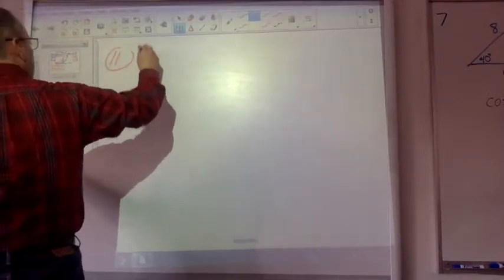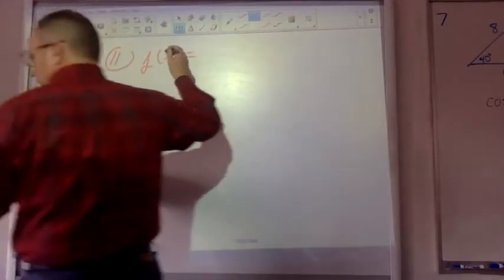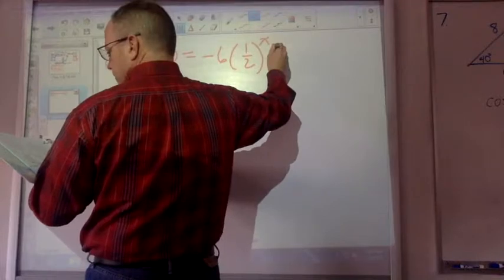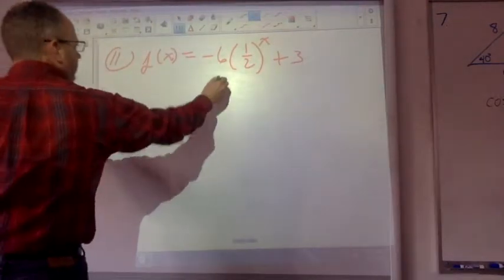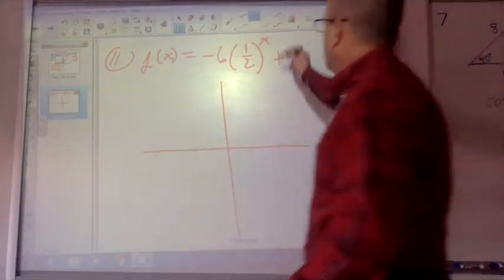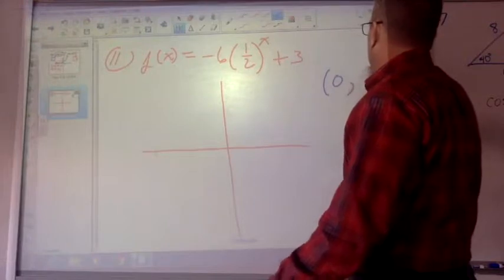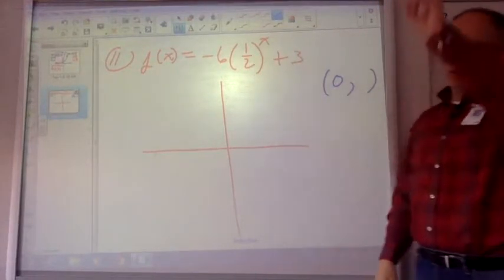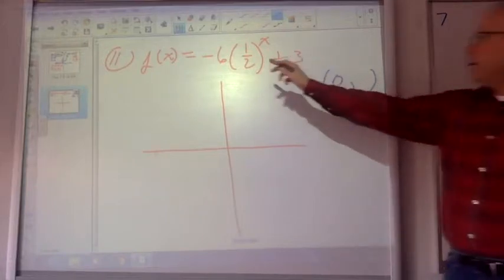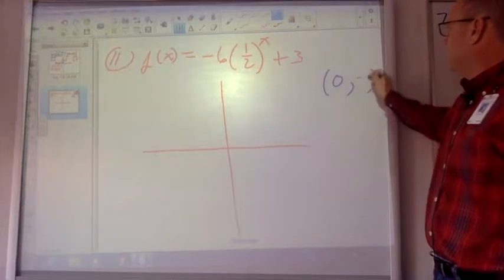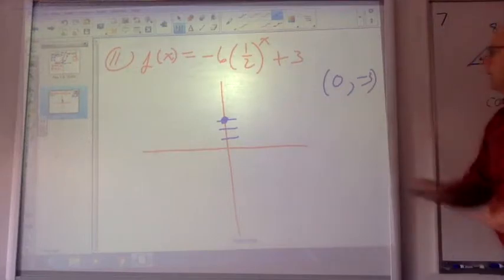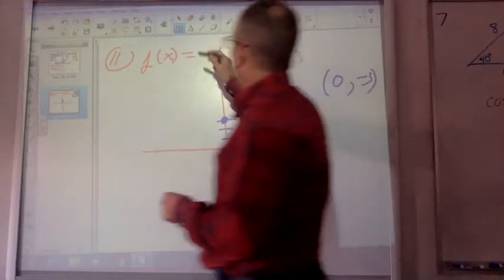Number 11, we have this. F of x means the same thing as y, right? Yep. All right. So I'm going to plug 0 in to find where it crosses the y-axis. If I plug 0 in, I get half to the 0, which is 1, right? And then 1 times negative 6 is negative 6. Negative 6 plus 3 is negative 3. That all right so far? Yes. Negative 3.